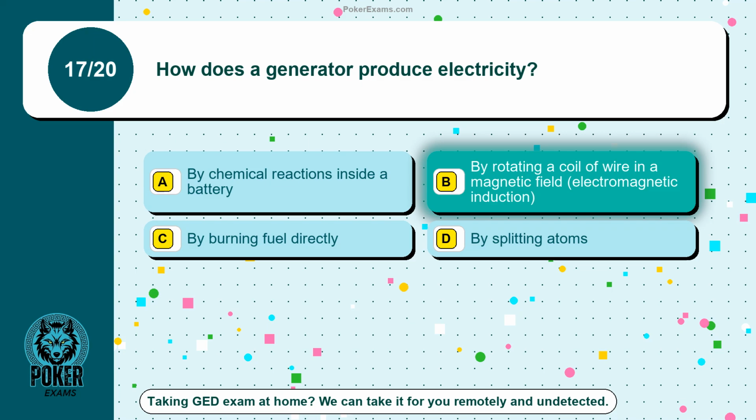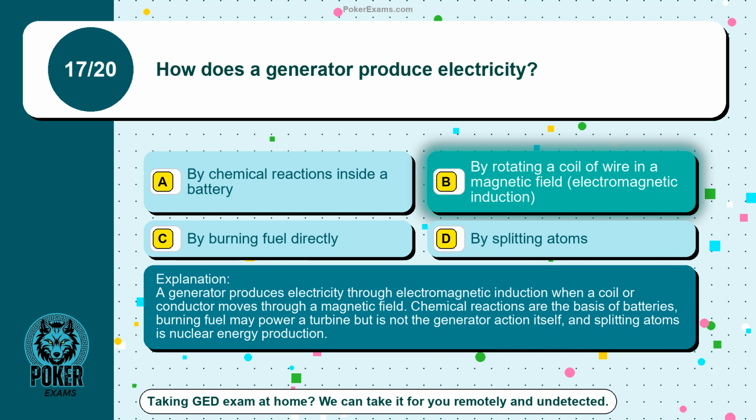The correct answer is option B. By rotating a coil of wire in a magnetic field, electromagnetic induction. A generator produces electricity through electromagnetic induction when a coil or conductor moves through a magnetic field. Chemical reactions are the basis of batteries. Burning fuel may power a turbine but is not the generator action itself, and splitting atoms is nuclear energy production.